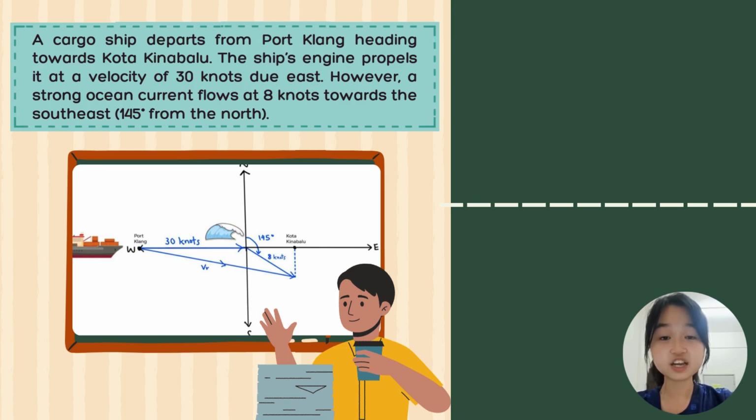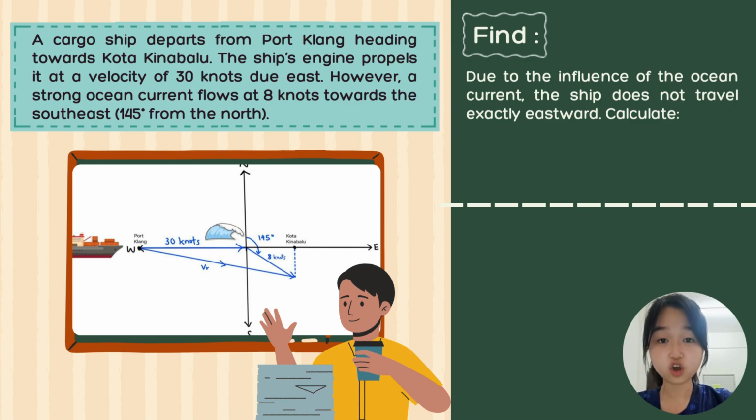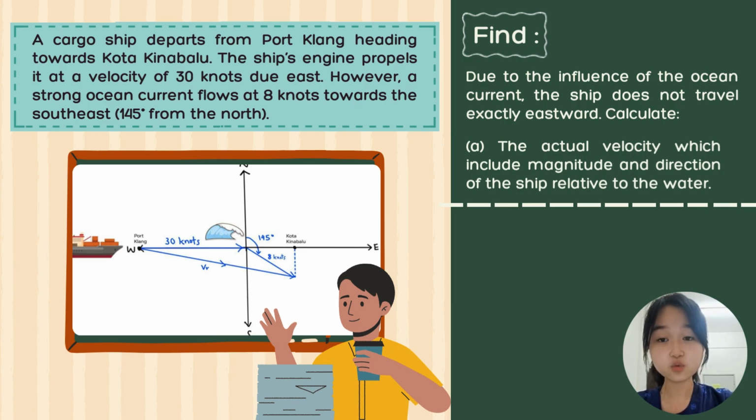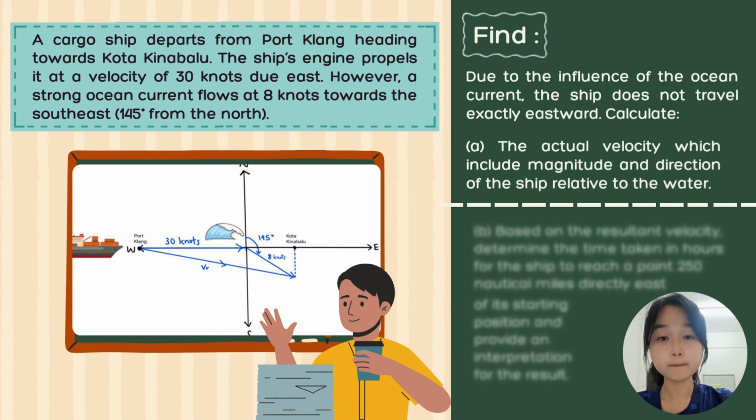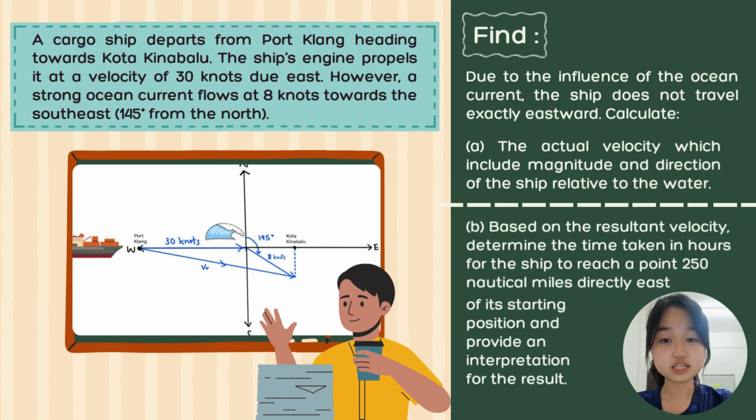The diagram below shows the cargo ship departing from Port Klang to Kota Kinabalu. The question states that due to the influence of the ocean current, the ship does not travel exactly eastward. Calculate A, the actual velocity, which includes magnitude and direction, of the ship relative to the water. B, based on the resultant velocity, determine the time taken in hours for the ship to reach a point 250 nautical miles directly east of its starting position, and provide an interpretation for the results.